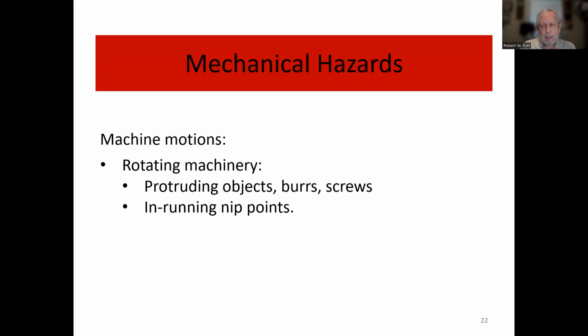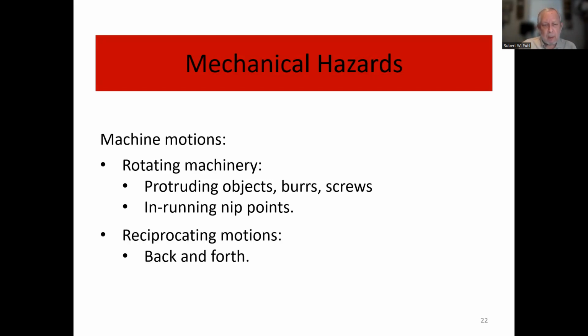So protruding objects like a shaft end. I've talked about this in several classes. Any rotating shaft, if it's a smooth shaft that doesn't have any burrs or cutouts for a keyway in it, can protrude no more than half the diameter. But if it has burrs, screws, or a keyway in it, it cannot protrude at all. It's got to be cut off flush or covered. In-running nip points are very dangerous.